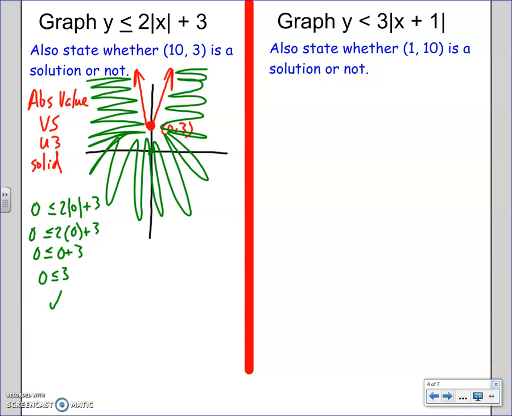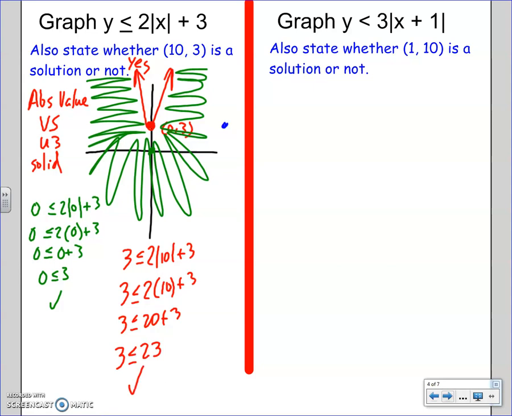All right, now they ask, is 10, 3 a solution? Yes or no? Well, 10 is way out here somewhere, and if that's 3, it's right here. That is definitely outside the V, so this is a yes. But we can also check if we can't tell. So let's plug it in to the original. So it'll be 3 for y, 10 for x, plus 3. Well, you do absolute value first. It comes out positive 10. Then I can multiply. That's 20 plus 3. That's 23, and that is true. So yes, it's a solution.